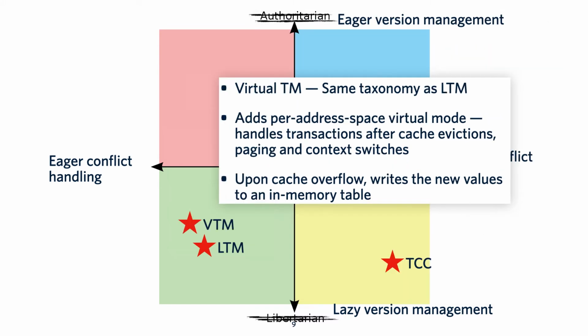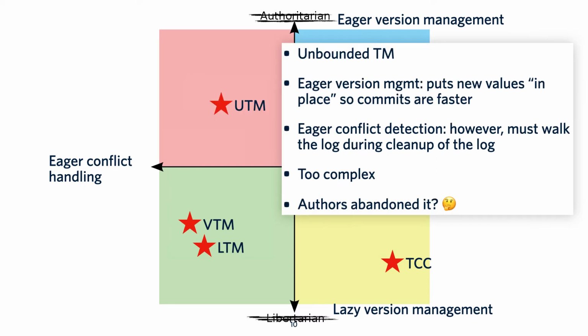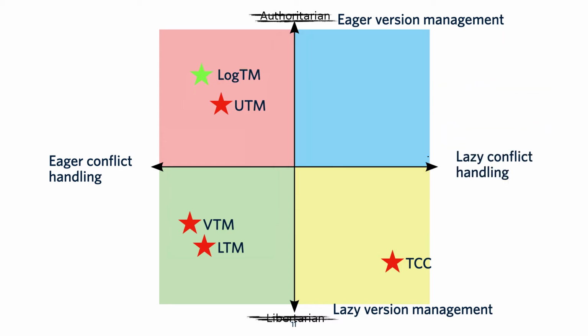Then there's the Virtual TM, which is pretty much the same, except it has a per-address-space virtual mode that allows it to handle cache evictions, paging, and context switches. Then we have the Unbounded TM, which has both eager conflict handling and eager version management. But according to this paper, the Unbounded TM is a little bit too complex, and somehow the authors abandoned the idea. And then there's LogTM.